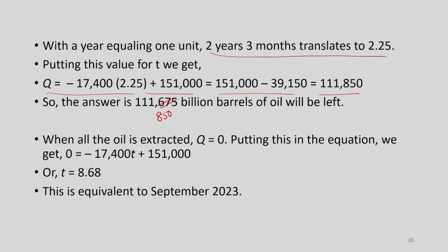So, for that what do you need to do? You need to put Q is equal to 0 and solve the equation. I put Q is equal to 0 in the equation, and if I simplify this, it turns out that T is equal to 8.68. Now, we have to convert this in terms of calendar time, and if I convert it, it turns out to be September of 2023. So, basically in September 2023 all the oil will be extracted.